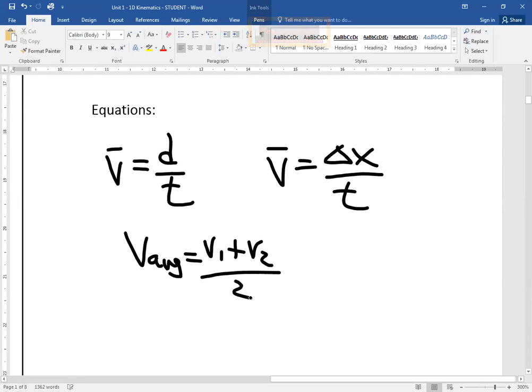This is a brain buster, right? You're shocked by that equation, aren't you? What does that equation say? Finding the average of two speeds, right? You take the two speeds, you add them together, divide by 2. You only do this with instantaneous speeds.